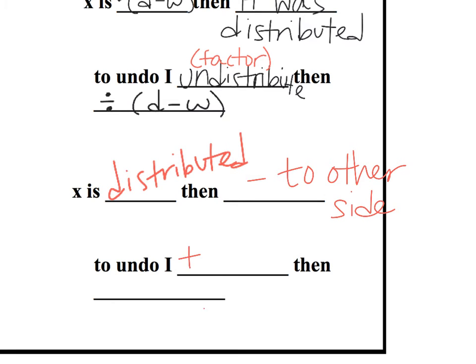Add them, so do the opposite order. So it was subtracted to the other side, add back to the same side. And what's the opposite of distributing? Undistribute, or factor.